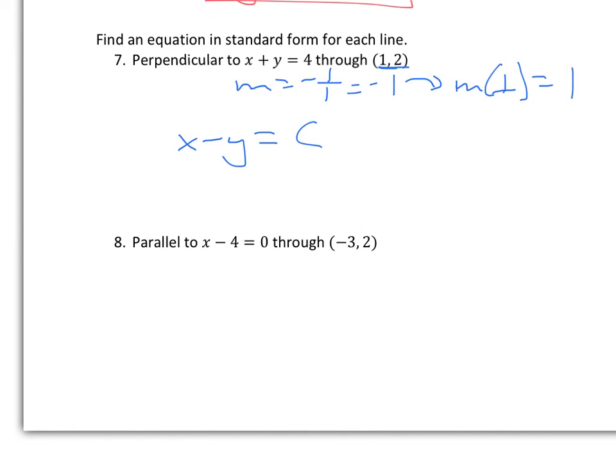All right, now I can plug this point into my x and y and find c. So 1 minus 2 equals c. Negative 1 equals c. So standard form is x minus y equals negative 1.